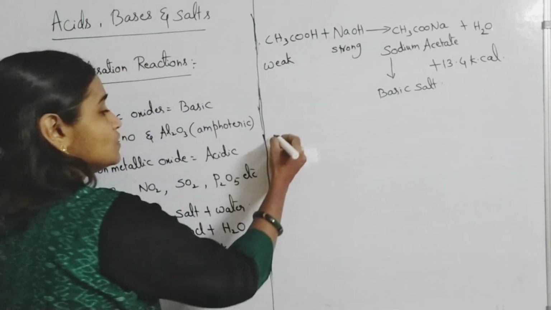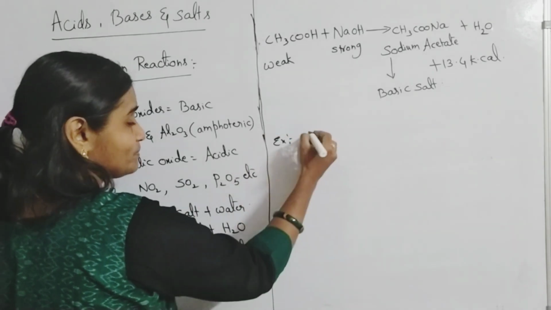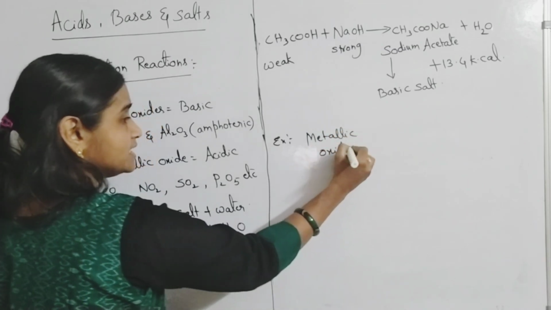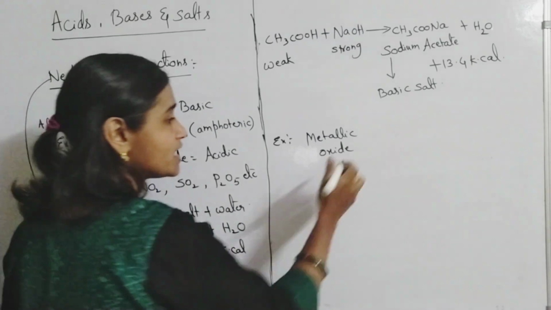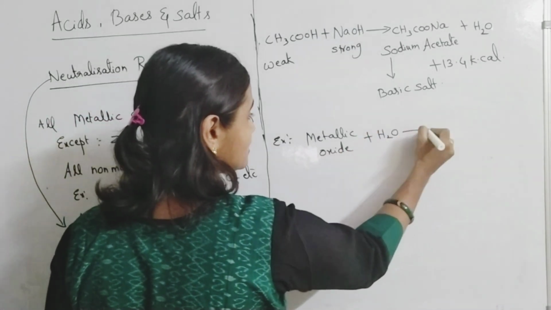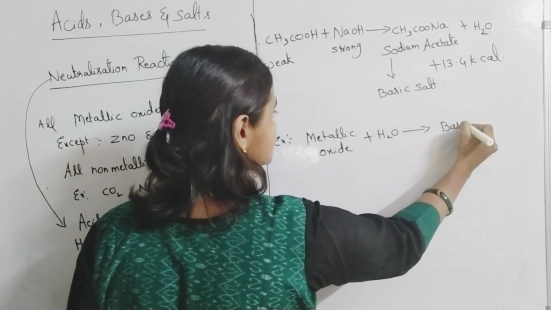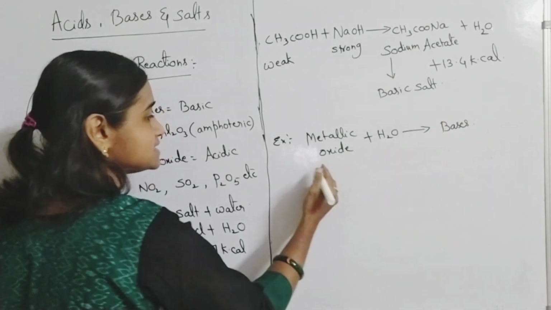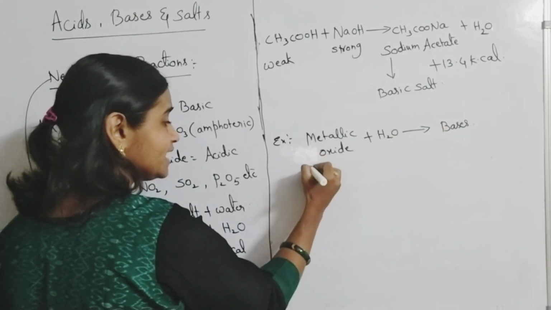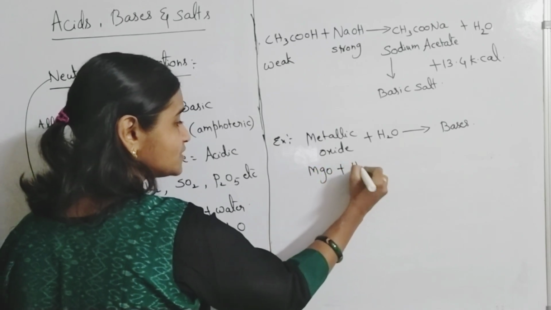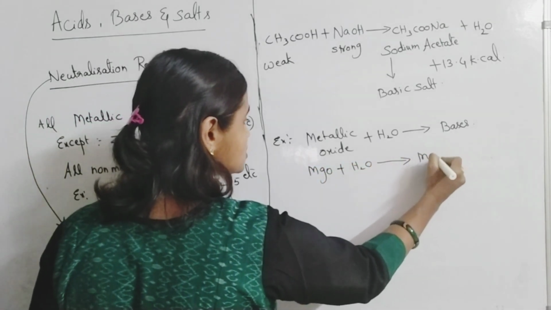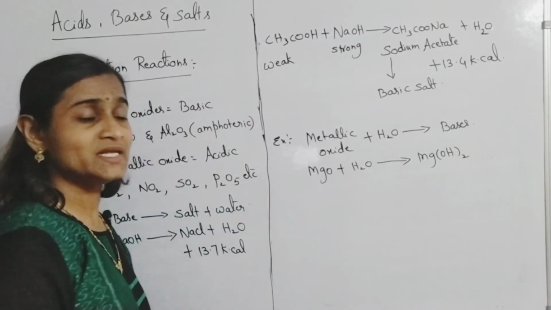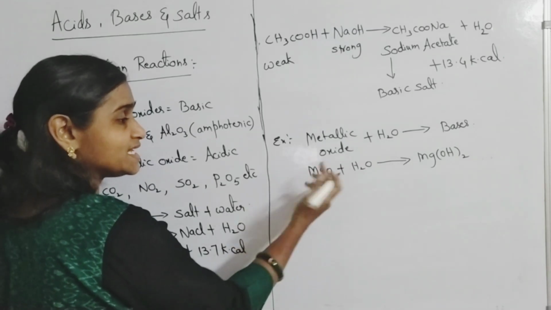So we'll take an example. Please listen carefully. Metallic oxide plus water, this is also treated as a neutralization reaction only. Metallic oxide plus water gives rise to bases. Like you can take the example of MgO. When it reacts with H2O, it forms Mg(OH)2. Balancing I am not doing. It gives rise to a base. Please remember, this is a metallic oxide, basic in nature.